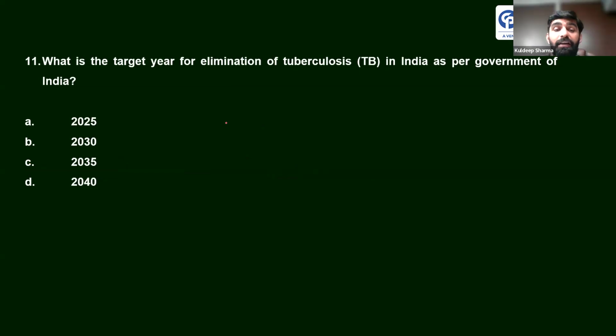Next question. What is the target year for elimination of tuberculosis (TB) in India as per the Government of India? Looking at the high prevalence of cases and the high mortality rate in India due to TB, the Government of India has set a target year by which it expects to eliminate TB, or at least its dangerous forms, to an extent. You have to tell me what year it is.